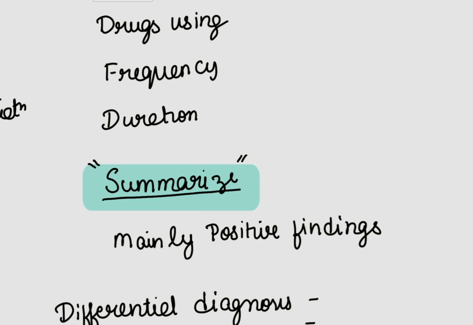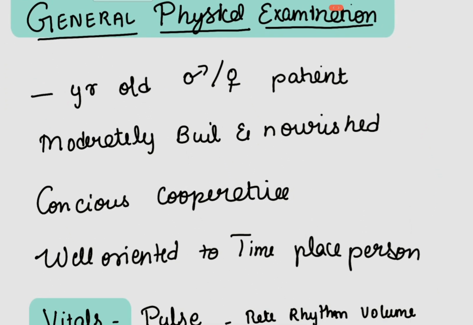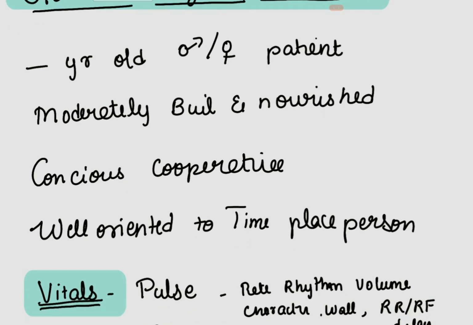Summarize the main key positive findings in your HOPI. Then write a few diagnoses based on your HOPI. After this, we have general physical examination. So and so year old man or female, presented with moderately built and nourished, conscious, cooperative, well-oriented to time and place.